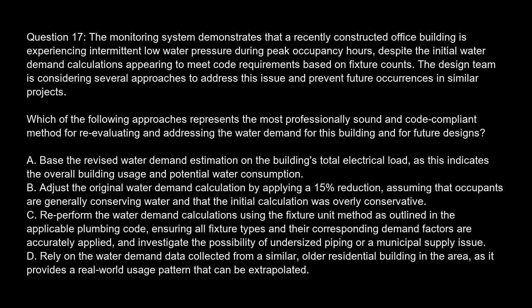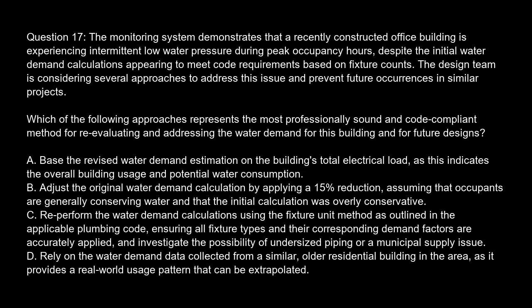Option A. Base the revised water demand estimation on the building's total electrical load, as this indicates the overall building usage and potential water consumption. Option B. Adjust the original water demand calculation by applying a 15% reduction, assuming that occupants are generally conserving water and that the initial calculation was overly conservative.